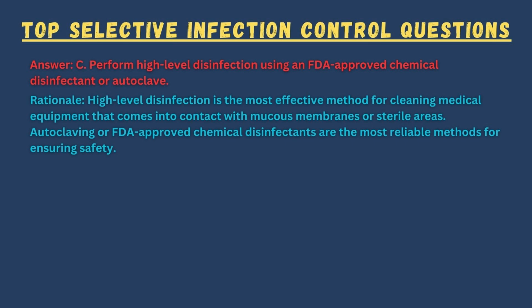Answer: C. Perform high-level disinfection using an FDA-approved chemical disinfectant or autoclave. Rationale: high-level disinfection is the most effective method for cleaning medical equipment that comes into contact with mucous membranes or sterile areas. Autoclaving or FDA-approved chemical disinfectants are the most reliable methods for ensuring safety.